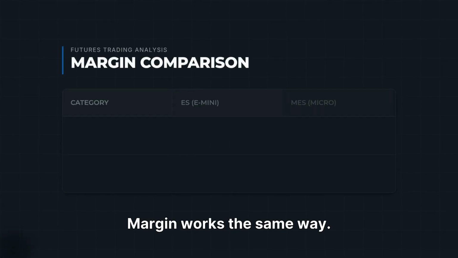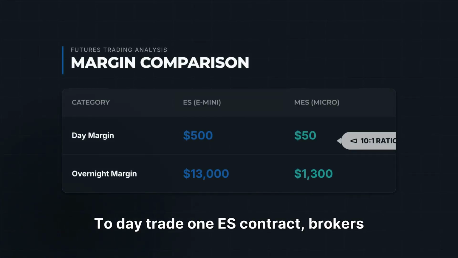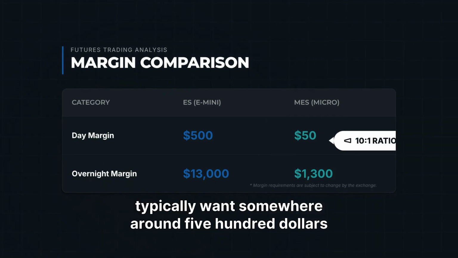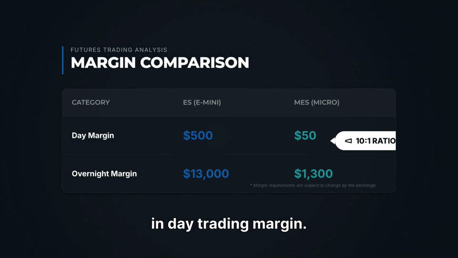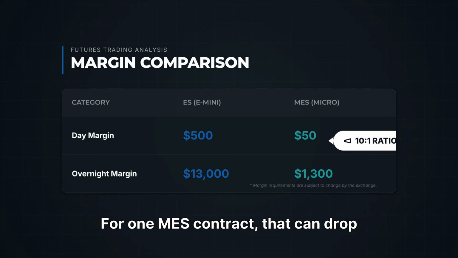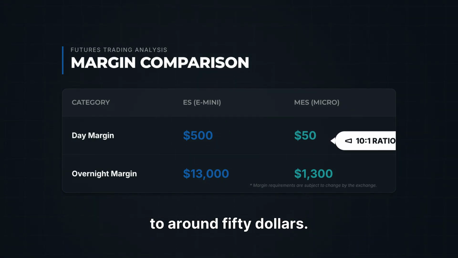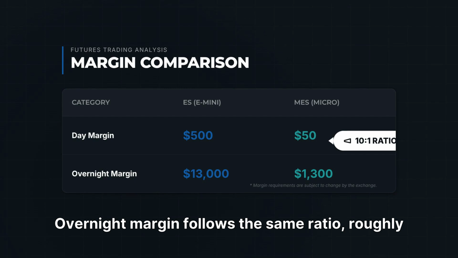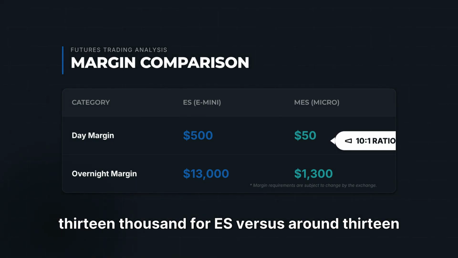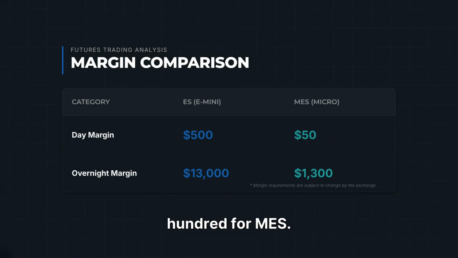Margin works the same way. To trade one ES contract, brokers typically want somewhere around $500 in day trading margin. For one MES contract, that can drop to around $50. Overnight margin follows the same ratio, roughly $13,000 for ES versus around $1,300 for MES.